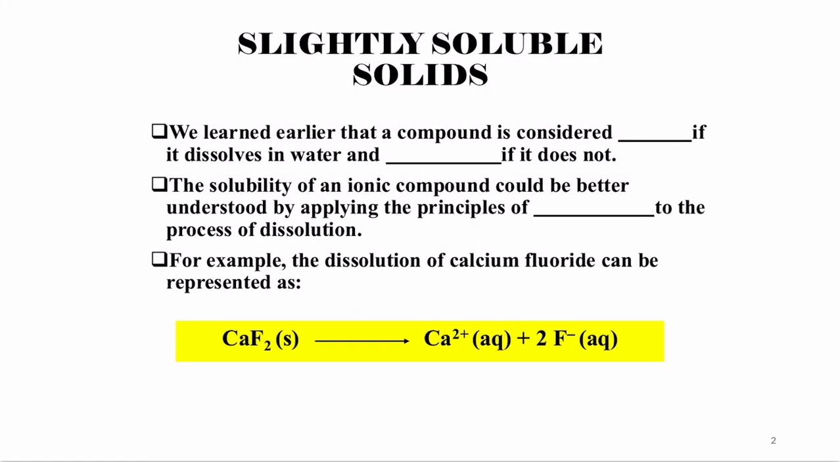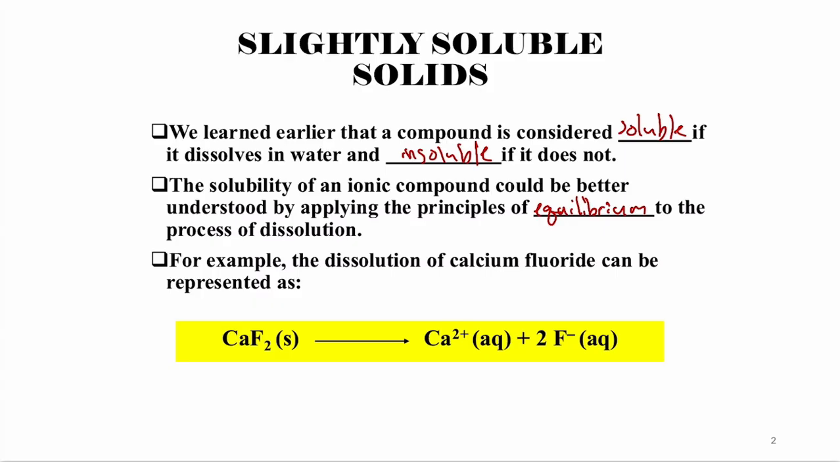So you've learned earlier in previous classes that a compound is considered what if it dissolves in water? How would you describe that? Soluble if it dissolves in water, or if it dissolves in any solvent. And it's insoluble then if it doesn't dissolve. And the solubility of an ionic compound could be better understood by understanding the principles of equilibrium.